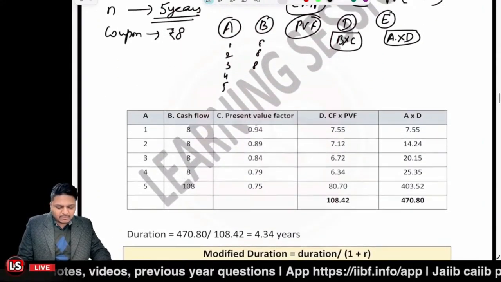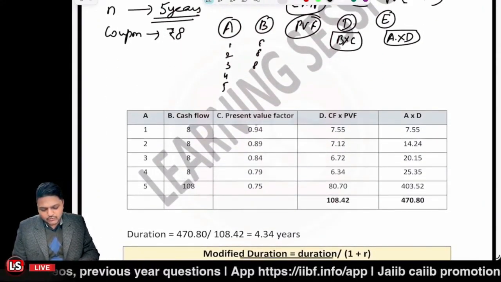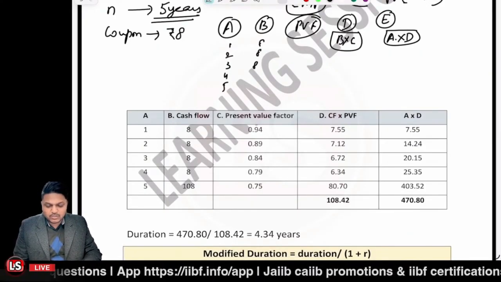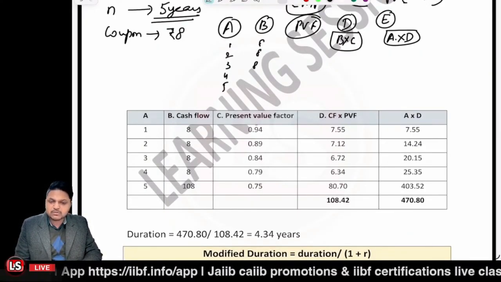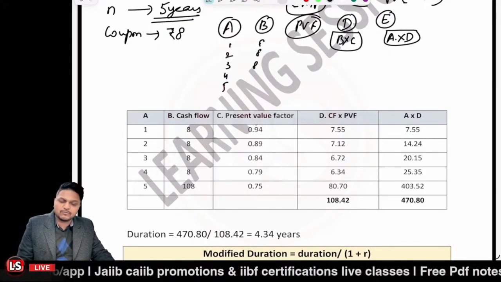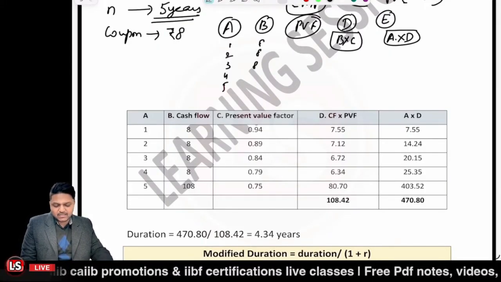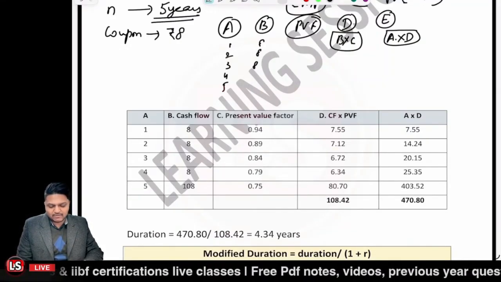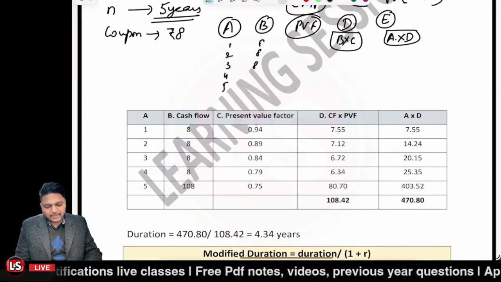I've already prepared the table for you. Let's have a look at it. So we have the time period as 1, 2, 3, 4 and 5. We are also given the cash flows. We have already calculated the cash flows. In the first year, we have rupees 8 till year 4. And in the last year, we have the maturity of rupees 100 as well as the coupon, that is 108. And we calculated the present value factor.